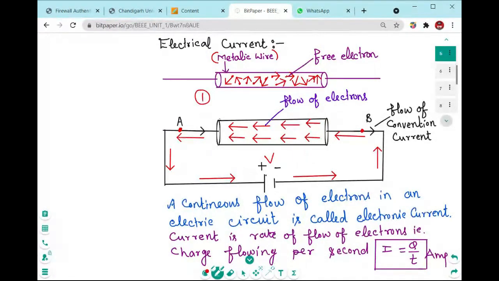So you can see the flow of the conventional current is opposite to the flow of electrons. Electrons will flow oppositely to the conventional current, which is flowing from positive to the negative direction. A continuous flow of electrons in an electrical circuit is called an electric current. The current is the rate of flow of charge per second. So how can you represent the current? I is equal to Q upon T.